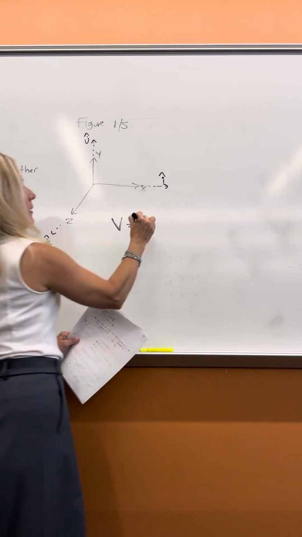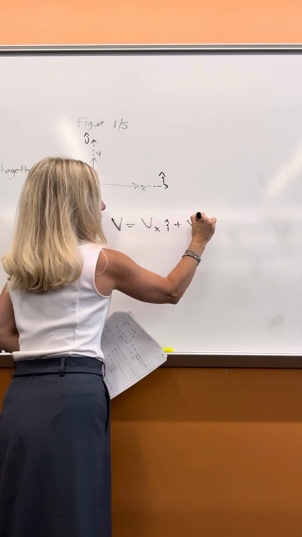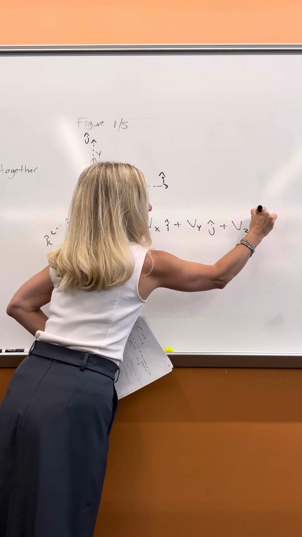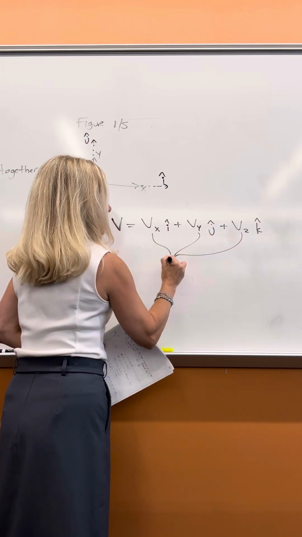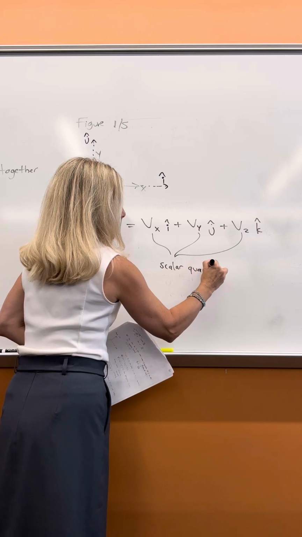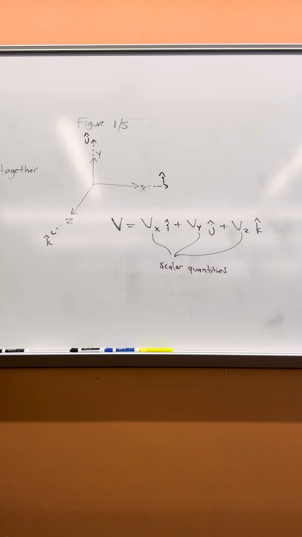Then I would have to say this would be equal to the sum of Vx in the I plus Vy in the J plus Vz in the K, where Vx, Vy, and Vz are the scalar quantities in each of those directions. So Vx is a scalar, it's a number. It does not have direction in and of itself. Vy is the amount, the magnitude, the scalar, and then the same thing with Vz.